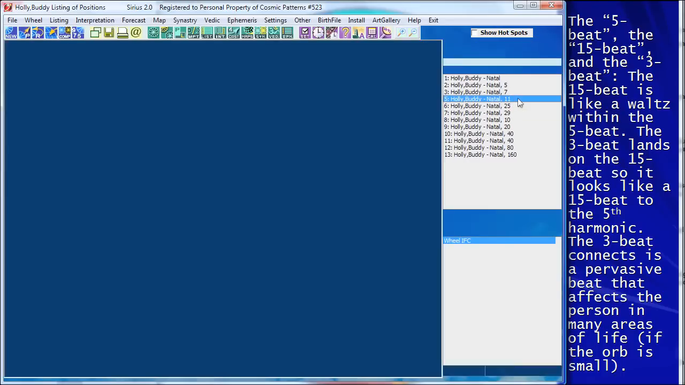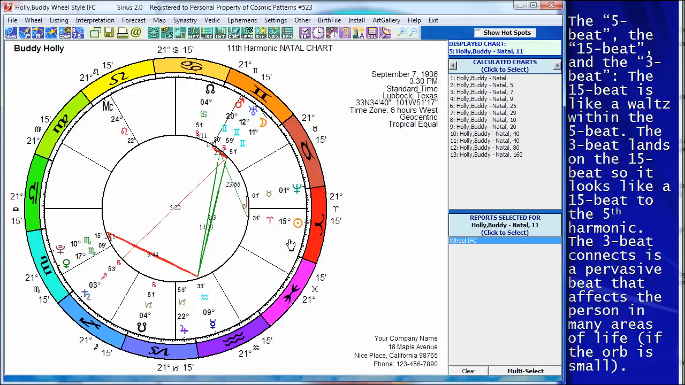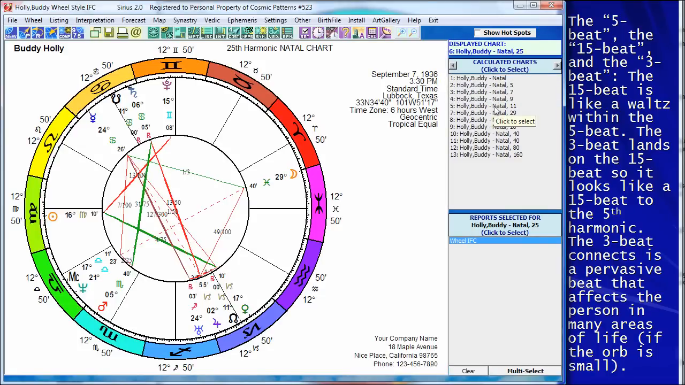Okay, let's see with the 11th harmonic. It goes back to being a trine. The orb is now over 2 degrees. Is that over 2? Yeah, a little over 2 degrees. Let's just keep going up. Let's go all the way up to the 25th harmonic. We'll just jump up to some really high number.